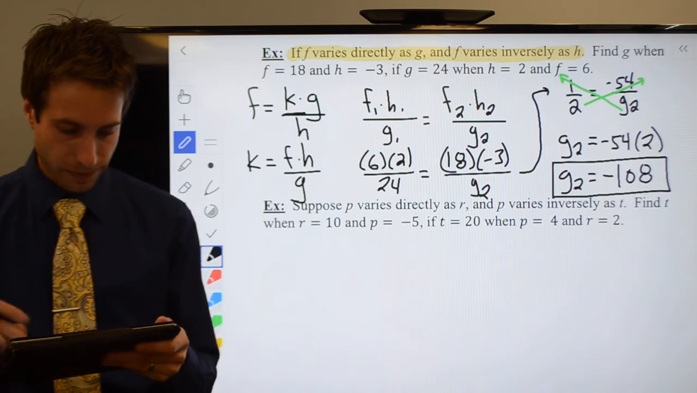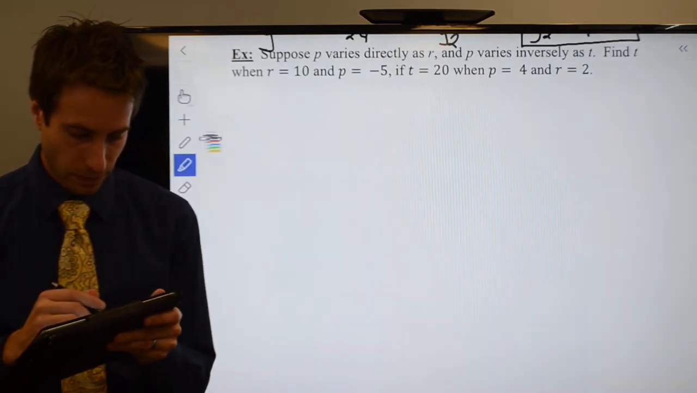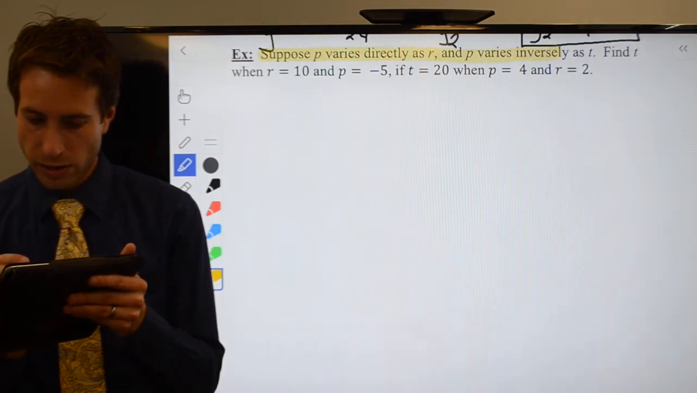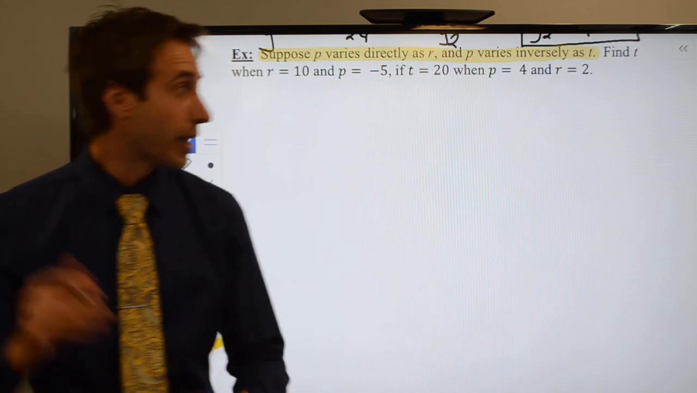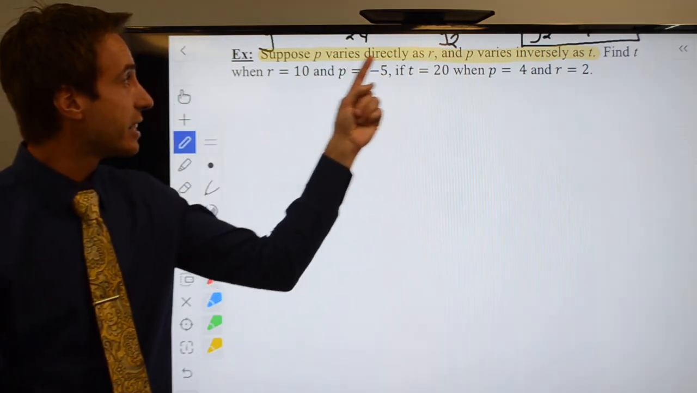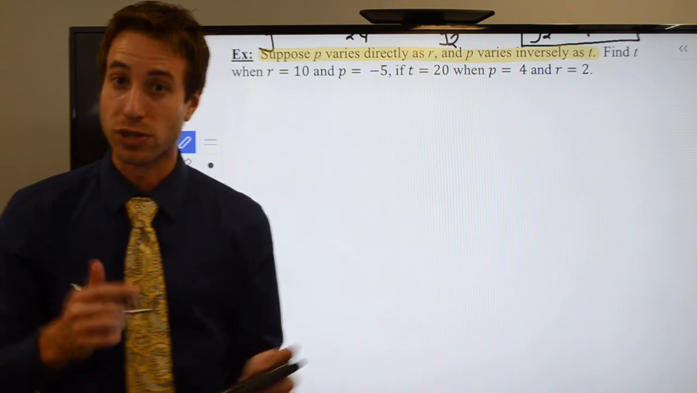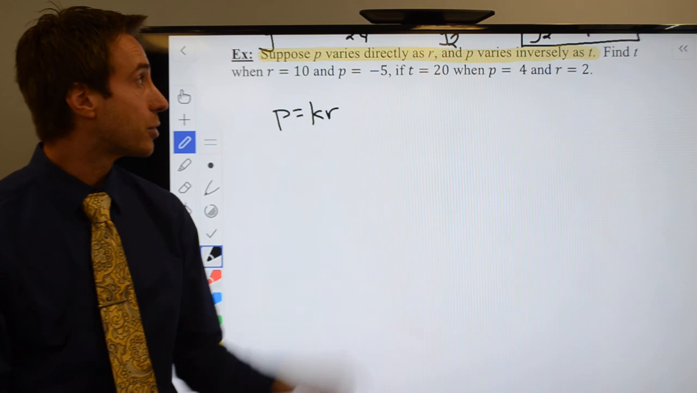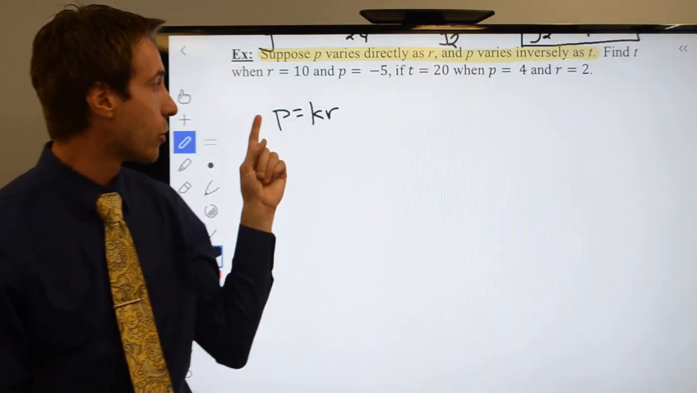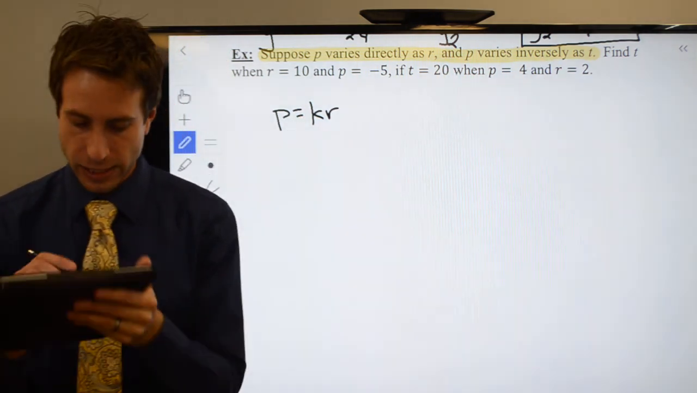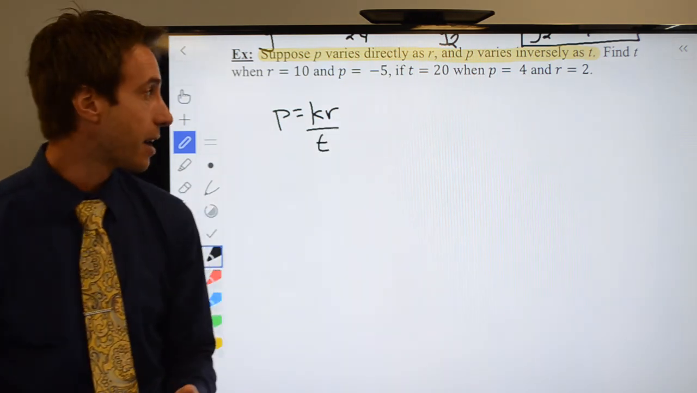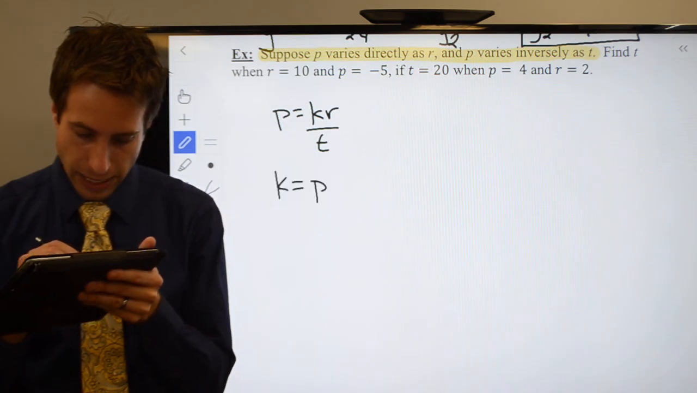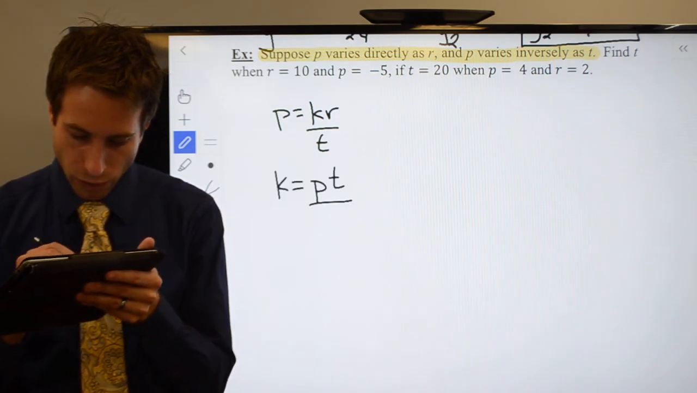Hey, let's go ahead and try another one. Highlight this sucker. Suppose that P varies directly as R, inversely as T. Okay, I can definitely write that. P varies directly as R. Well, I know that's P equals K times R. But then I'm told that P varies inversely as T. That would be P equals K over T. So we'll just throw a T in the bottom there. Solve for K, multiply by T, divide by R. So K is equal to P times T over R.